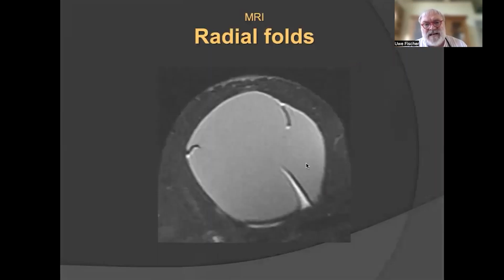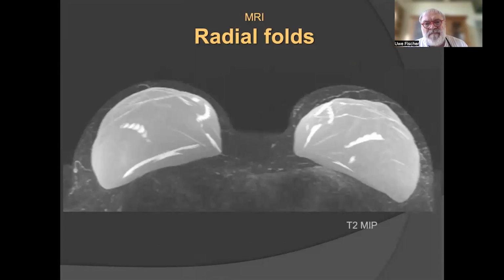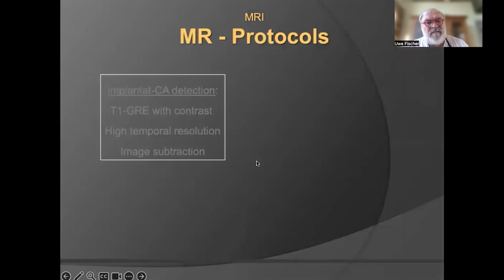It looks in a single slice like this. You see the silicon inside, and on the T2 weighted fat suppressed imaging, and you see this seroma of water-like serum signal within the radial folds. Can look to a T2 mid presentation. All 50 single slices can be seen in one image, and you see this radial folds filled with serum, and the content of the implant is silicon.